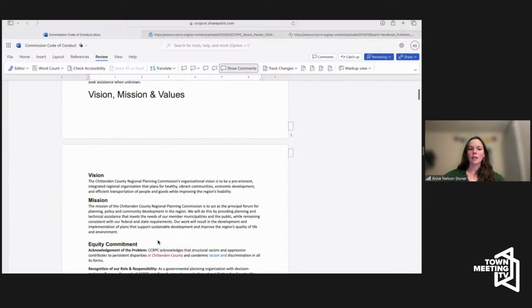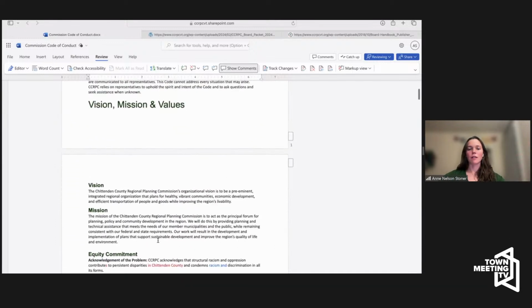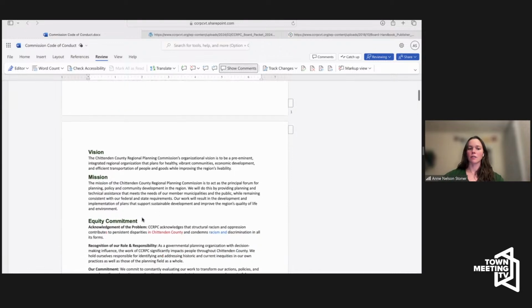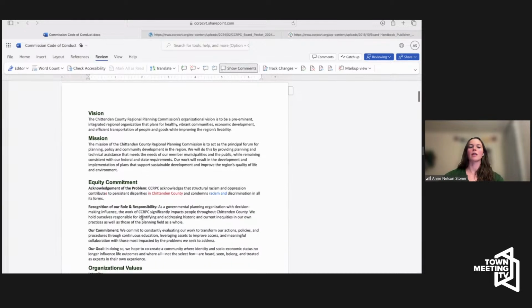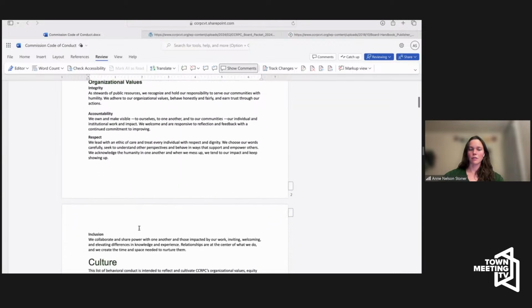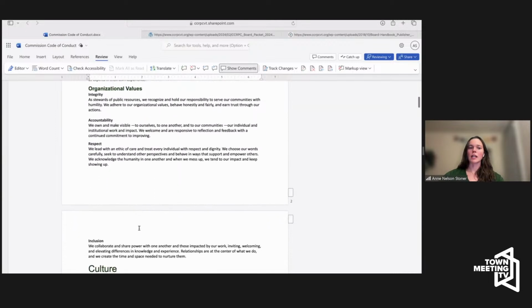So anyways, there's a purpose. You all have seen these, our new organizational values that we've come up with. So we start the document by outlining, here's our vision, here's our organizational mission. We have an equity commitment, and then we have organizational values. These values are integrity, accountability, respect, and inclusion. There are definitions or an explanation of each of those values. The idea being that if we can name the values that we seek to uphold, it will support us as we think about decision-making frameworks.